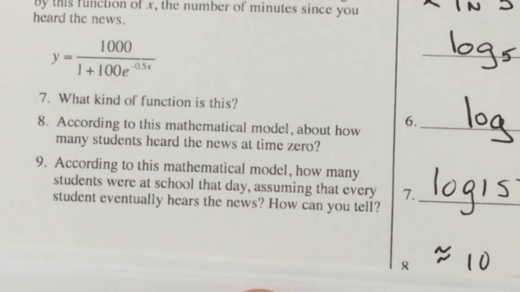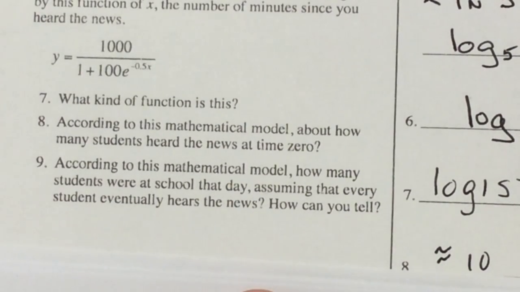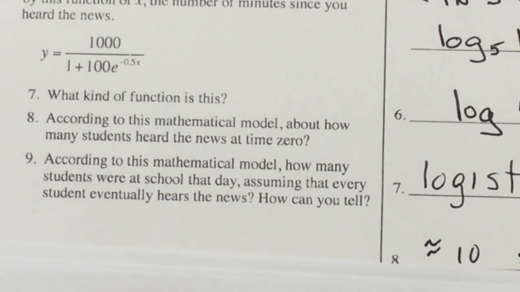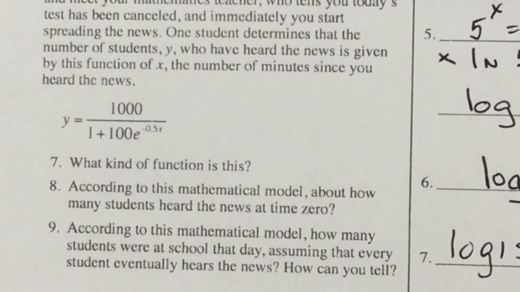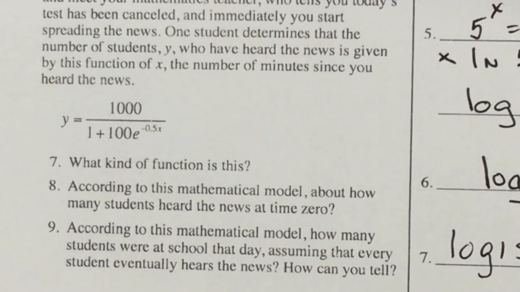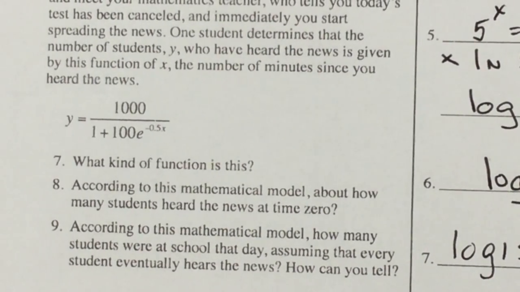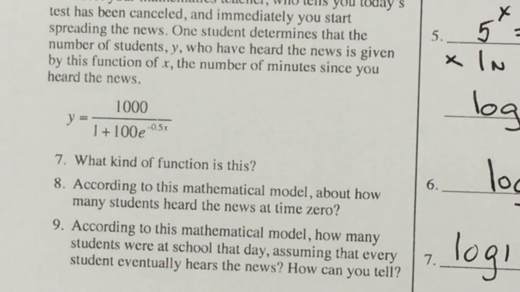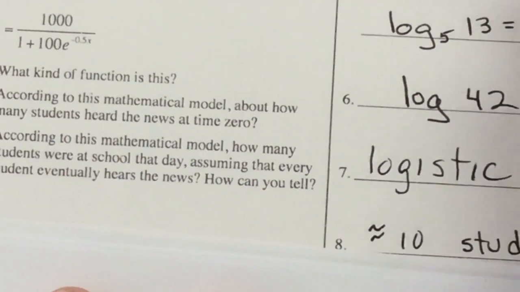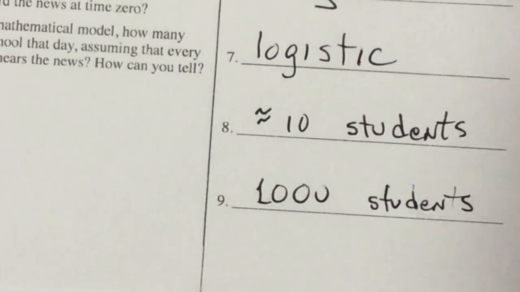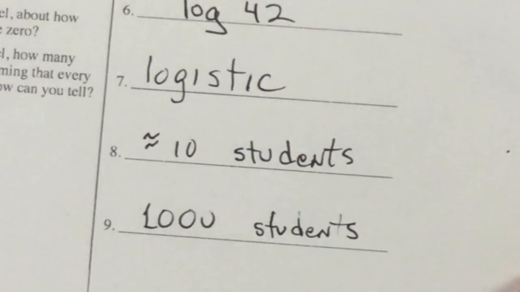And then according to the mathematical model, how many students were at school that day, assuming that every student eventually hears the news, and how can you tell? That number on the top, the 1,000, that's the maximum value. That's how high this function can go. And so there were 1,000 people in school that day. And those are the answers to that.